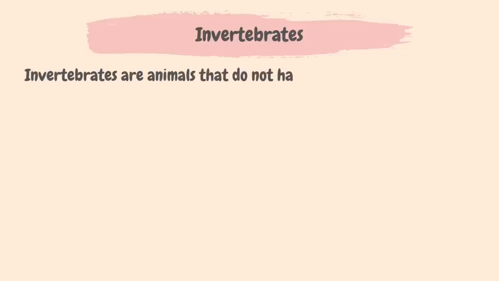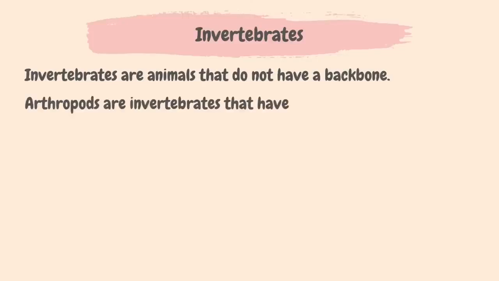Now let's learn about invertebrates. You may take a guess. Invertebrates are animals without a backbone. One of the characteristics used to further classify invertebrates is whether they have legs or not. Arthropods are a group of invertebrates that have jointed legs.